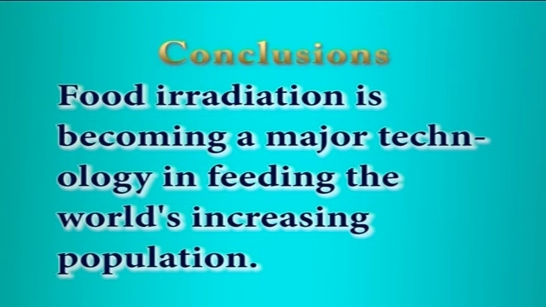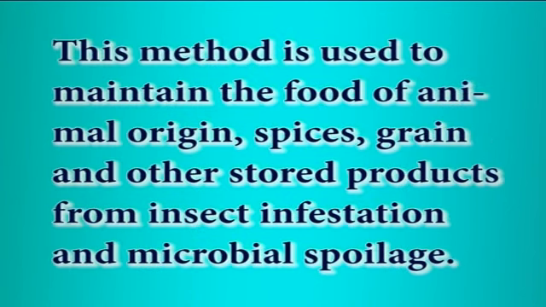Conclusions. Food irradiation is becoming a major technology in feeding the world's increasing population. This method is used to protect food of animal origin, spices, grains and other stored products from insect infestation and microbial spoilage. It is an energy saving method to maintain food quality.